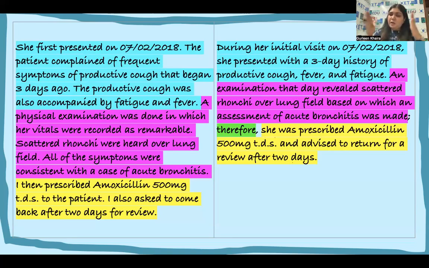This is how you can make your writing concise. She presented with X-day history of, and then mention the symptom when that began. And then we combined the symptoms also. So here we used commas in a list.